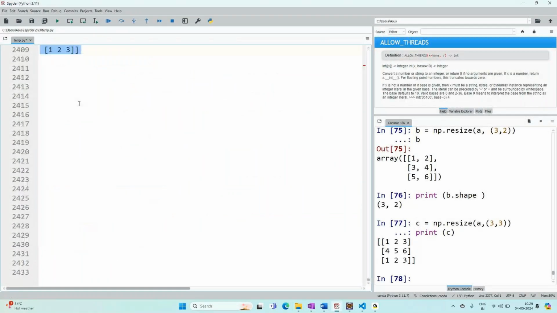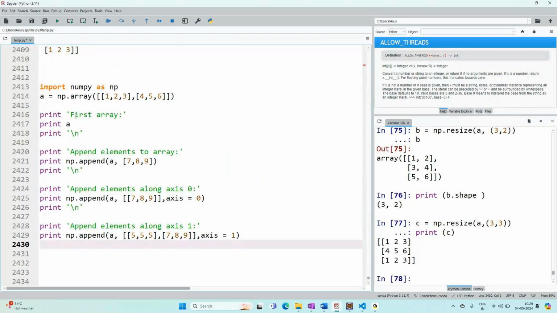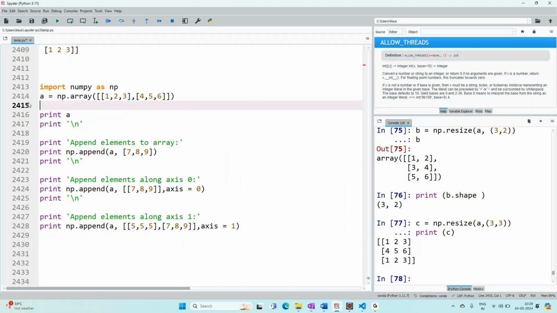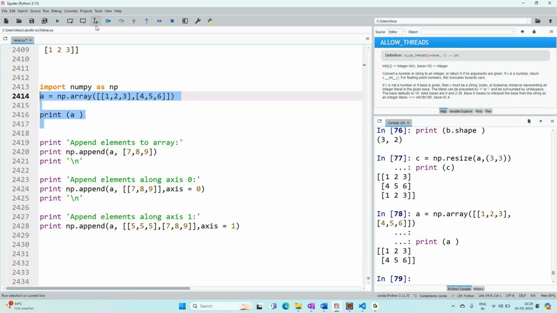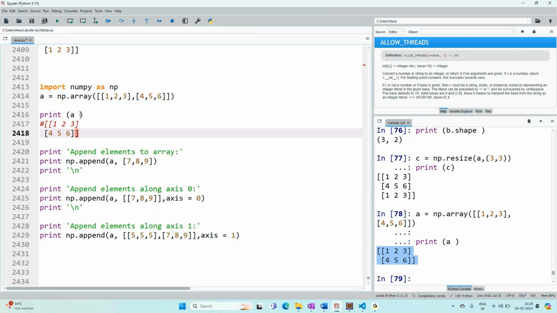Okay. Now let's go for append. So what is the array now? Array A is going to be 1, 2, 3, 4, 5, 6. Okay. Now what we are doing? We are appending. So what we are appending? We are appending 7, 8, 9.